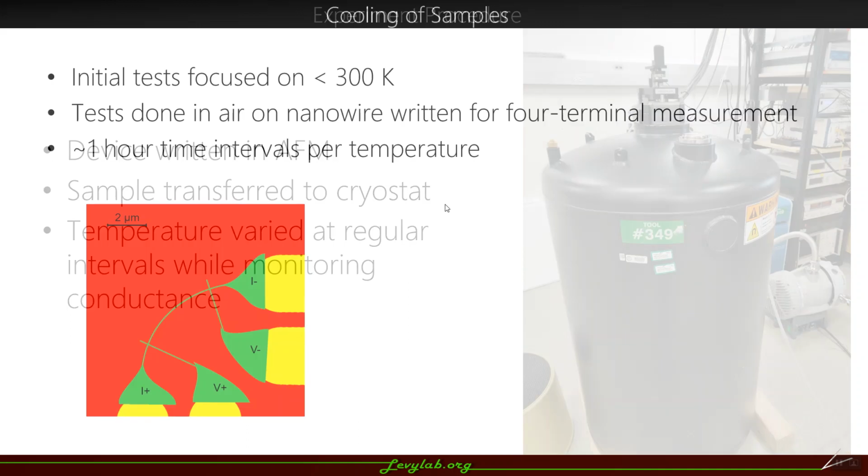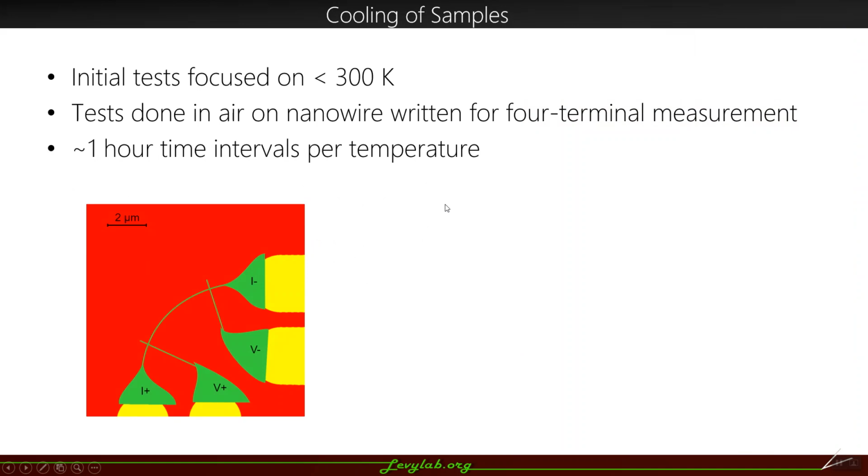For our first experiment, we focused primarily on the cooling of samples, that is, for temperature ranges between 275 and 300 Kelvin. The tests were done in air, on a nanowire written for 4-terminal measurement, as you can see here in the bottom left. Red represents the insulating LaO-STO, whereas green is written areas, and gold is the electrodes. The air in the cryostat was held constant, that is, the chamber was sealed with the air and the sample inside it.